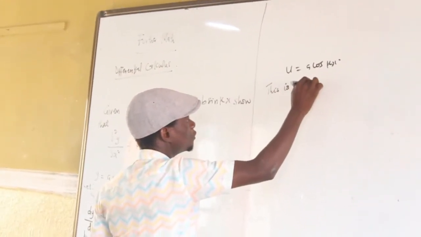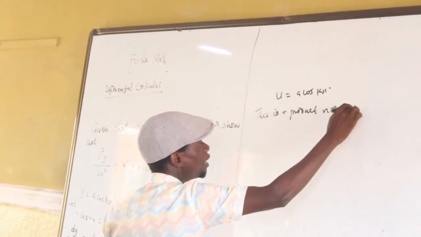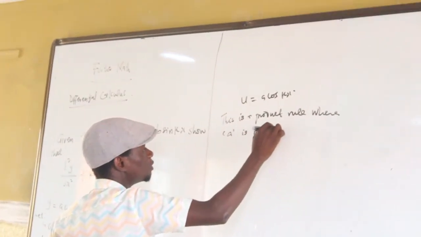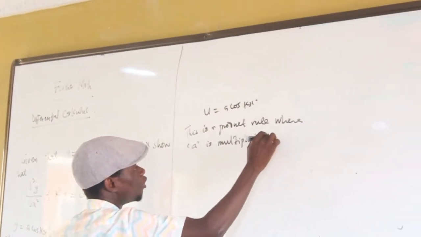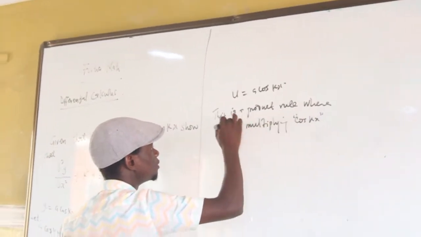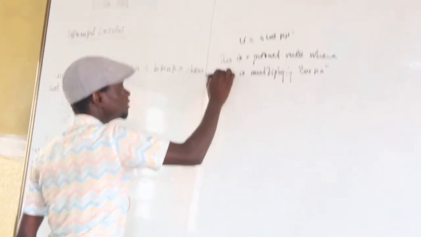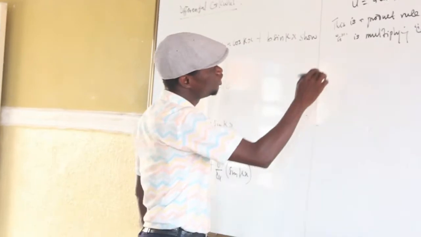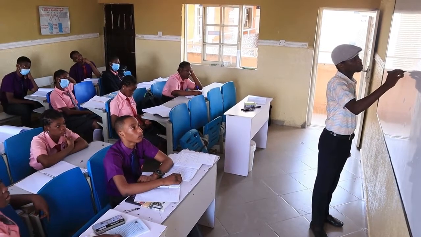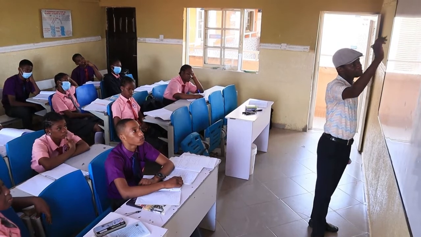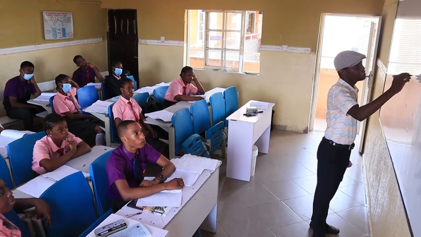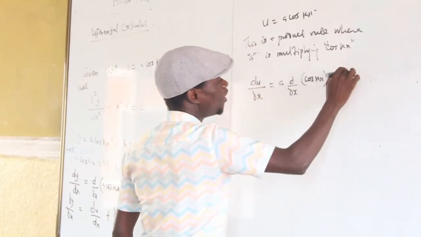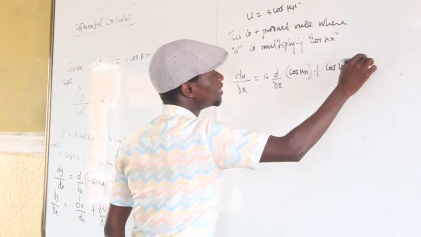A product rule where A is multiplied by cos kx. Is that not so? Yes, sir. So they have to be treated as a product rule. So what is du/dx going to be? It's going to be equal to what? A d/dx of cos kx plus cos kx d/dx of A.